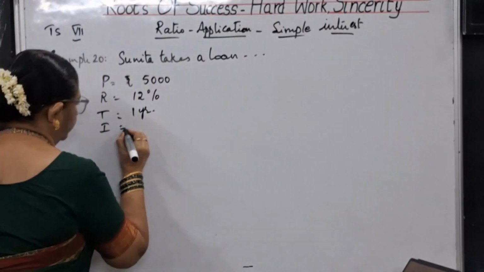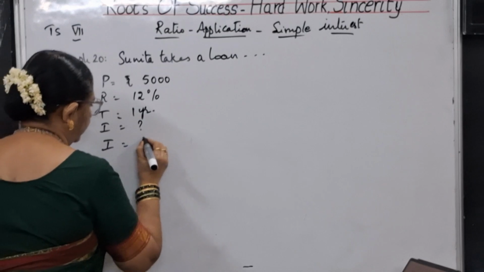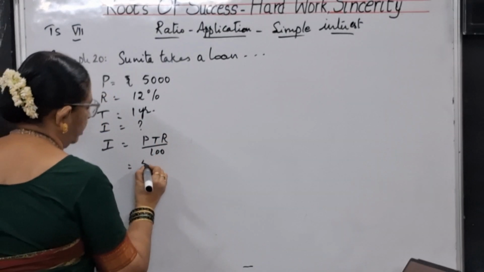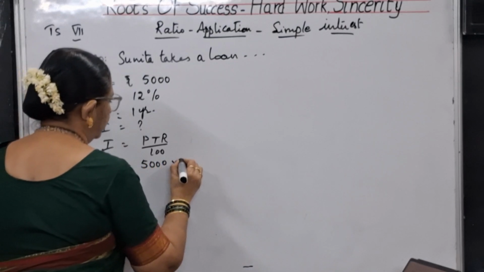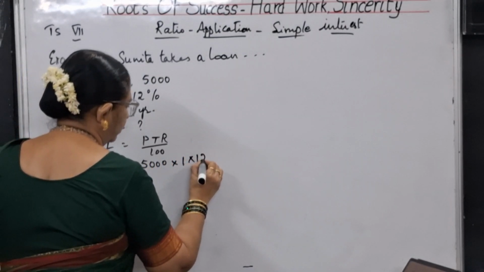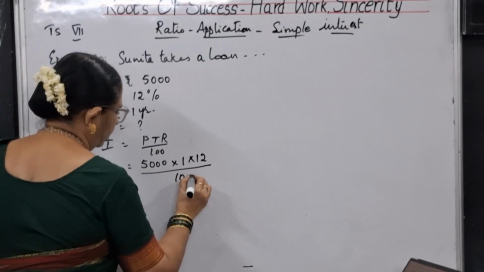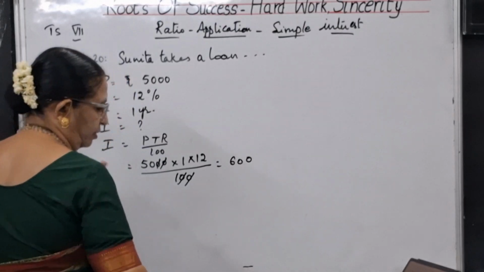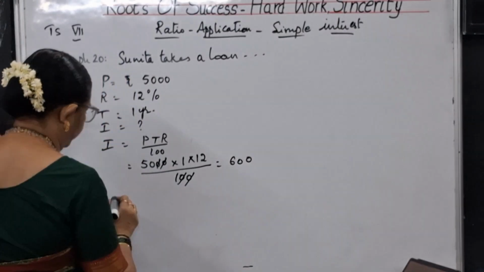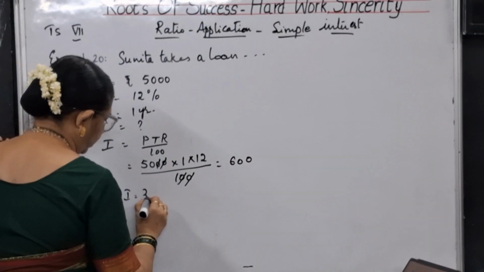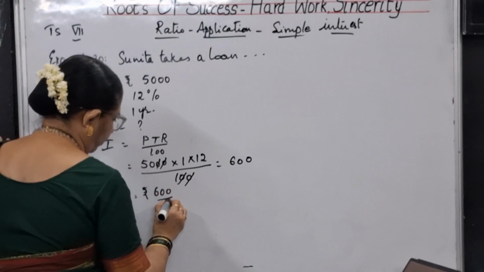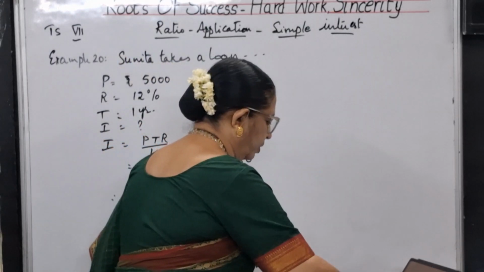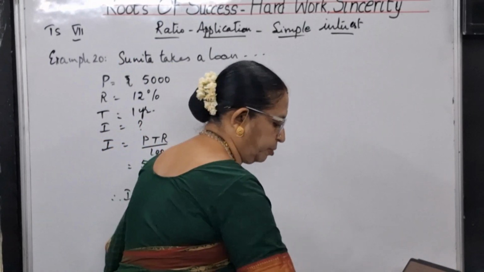I is equal to how much? This is the question. I told you the formula. I is equal to PTR by 100. So P is 5,000 into T is 1 into R is 12 by 100. These two zeros will get cancelled. 12 5s are 60. So 600 rupees. Therefore, I is equal to rupees 600. This is the answer for this problem, children. Please copy it.